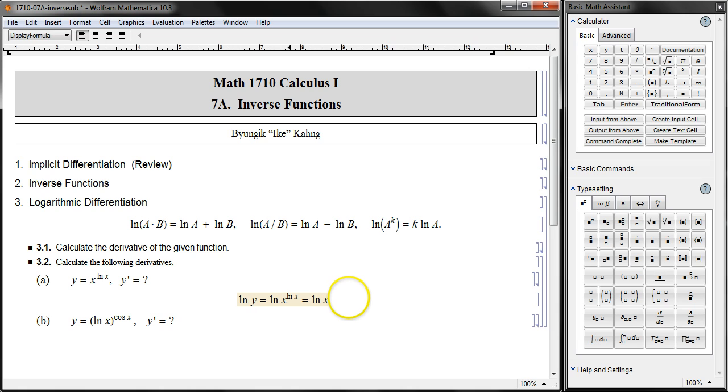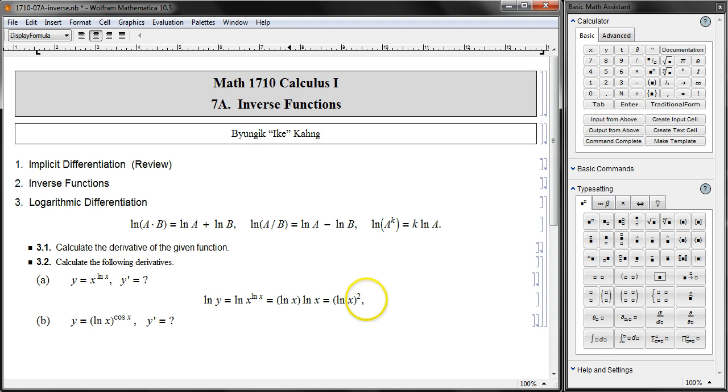Log of x times log of x. You see, log of x came out. That part is coming out as a coefficient. And then what do you get in the end? We get log of x squared.